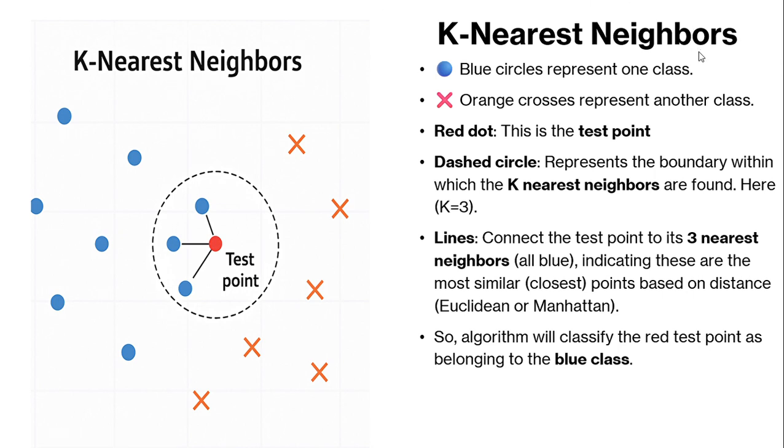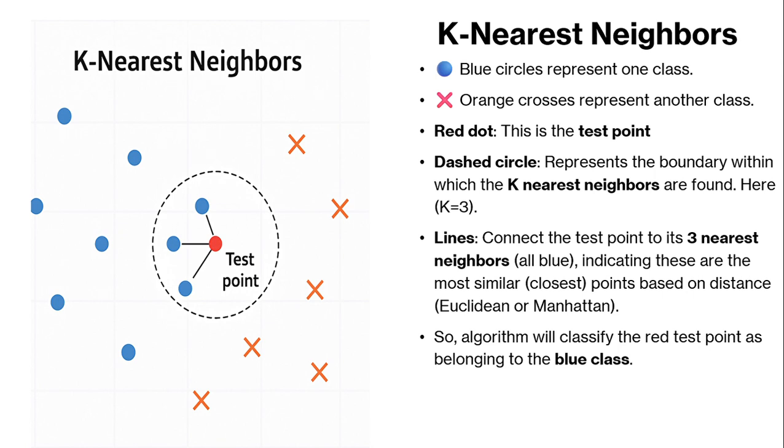Now let's look at what a typical example of K nearest neighbors looks like. Look at this orange star on the left-hand side. The crosses represent one class, the blue represent another class, and the red dot is the test point. Looking at this dotted circle, it shows that the three blue points are the closest to the test point.